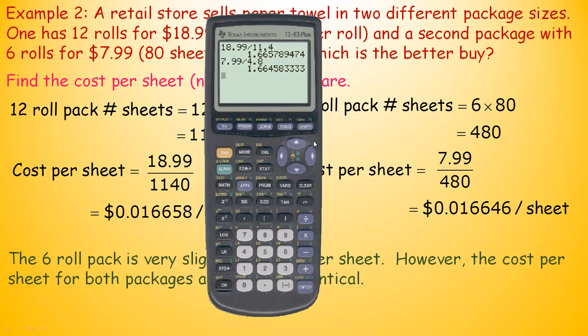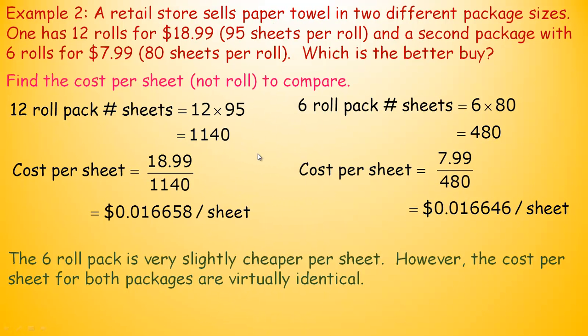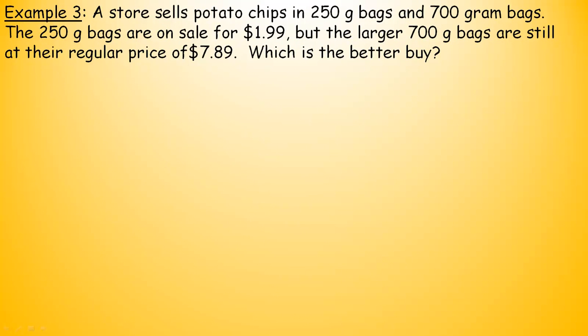And on to the last example. In this third example, a store sells potato chips in 250-gram bags and 700-gram bags. The 250-gram bags are on sale for $1.99, but the larger 700-gram bags are the regular price of $7.89. So the question is, which is the better buy? Different sizes.